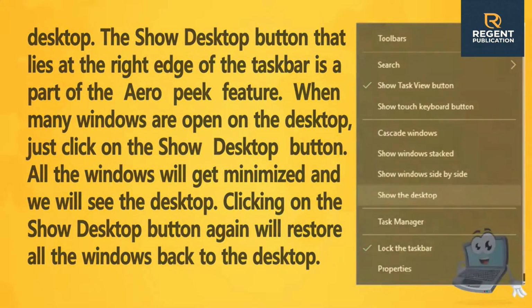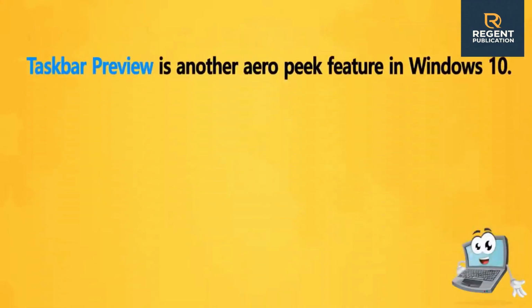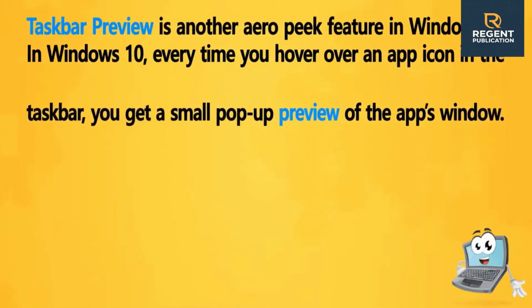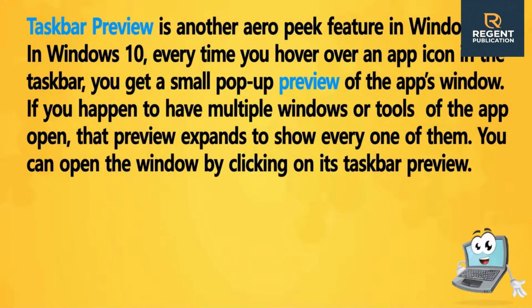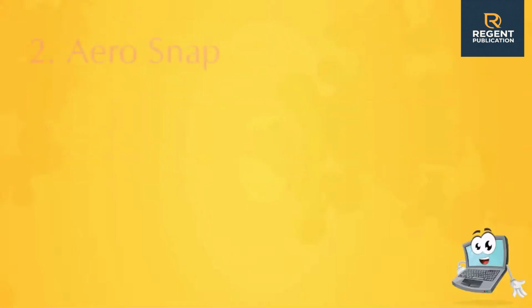Taskbar Preview is another Aero Peek feature in Windows 10. In Windows 10, every time you hover over an app icon in the taskbar, you get a small pop-up preview of the app's window. If you happen to have multiple windows or tools of the app open, that preview expands to show every one of them. You can open the window by clicking on its taskbar preview.